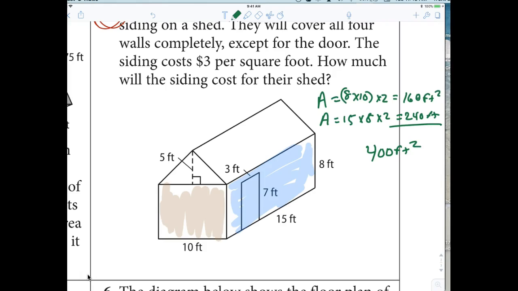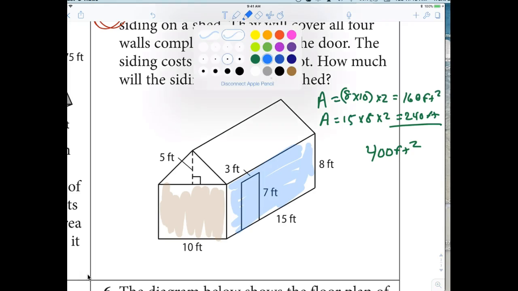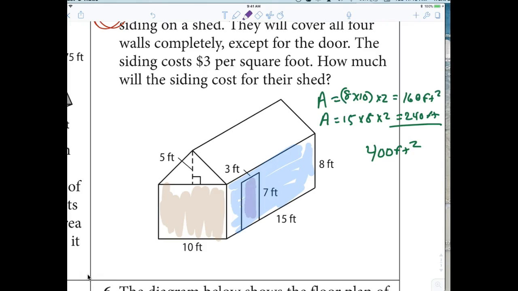Somebody else get 400 square feet like me? Somebody agrees, 400 square feet, right? However, you're not doing the door. So what am I going to do to the door? Subtract it out. So everybody should now subtract out the area of the door, which is how much? 21. So you should be able to tell me that there is 379 square feet. Is everybody happy with that?